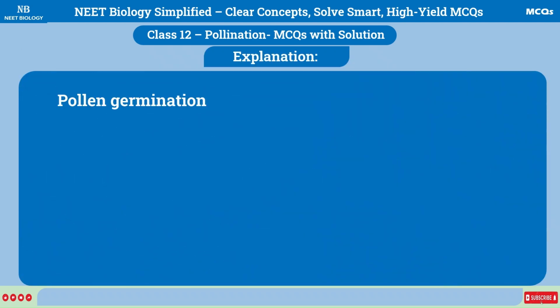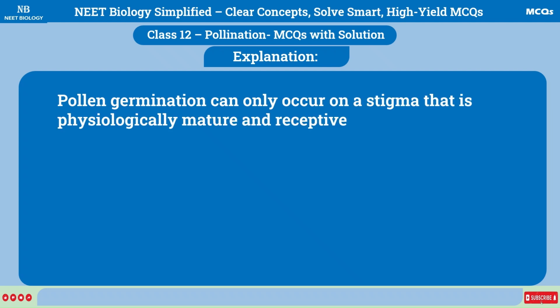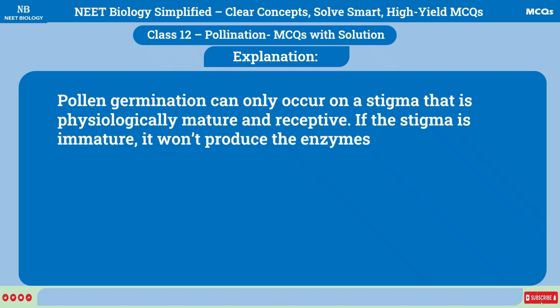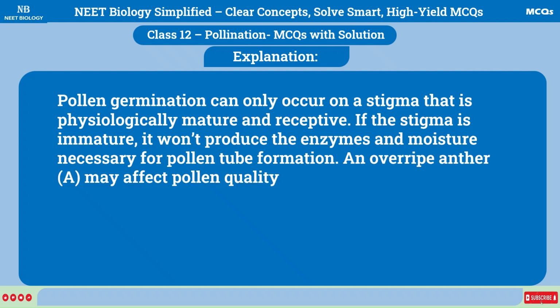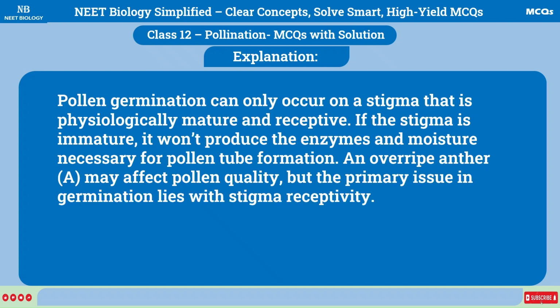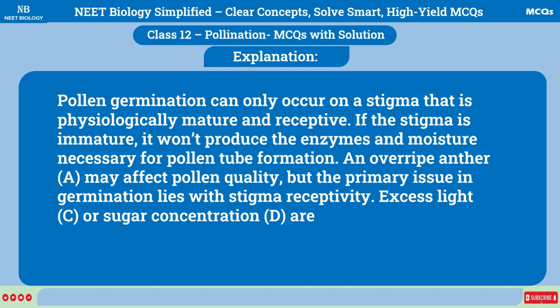Explanation: pollen germination can only occur on a stigma that is physiologically mature and receptive. If the stigma is immature, it won't produce the enzymes and moisture necessary for pollen tube formation. An overripe anther, A, may affect pollen quality, but the primary issue in germination lies with stigma receptivity. Excess light, C, or sugar concentration, D, are secondary and do not directly control stigma-pollen interaction.